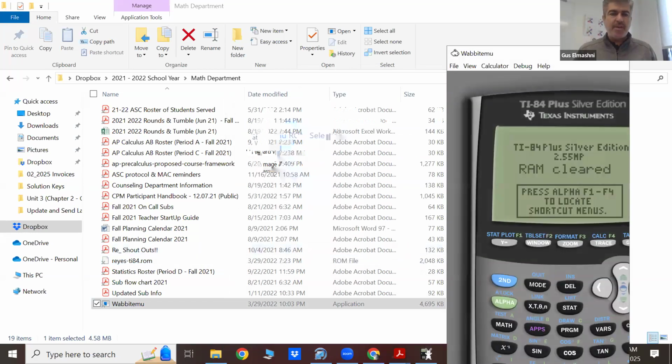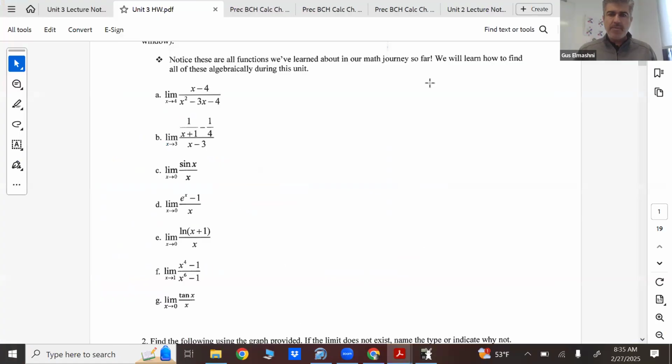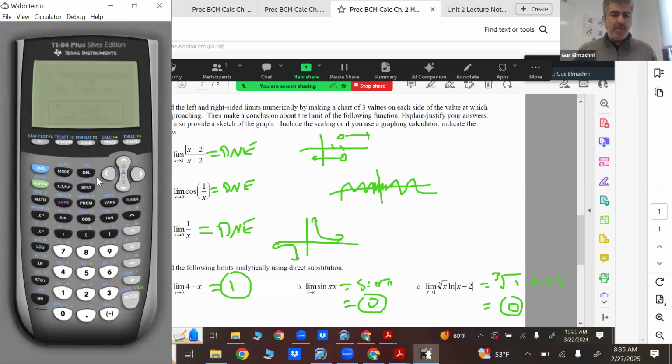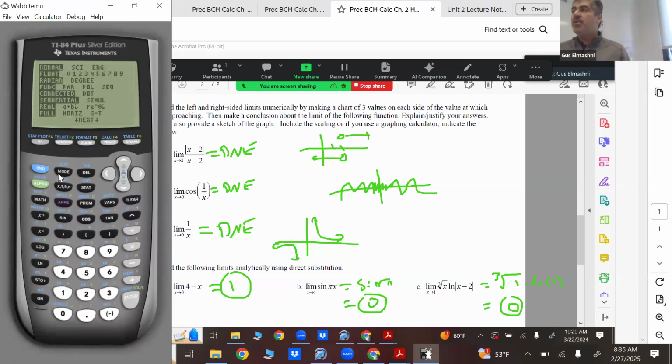If I were to do this, what was it? Straight up, it was cosine of 1 over x. So if I were to do cosine of 1 over x, by the way, one thing I should caution you about in calculus: we hardly ever use degrees. Rarely. So make sure you keep things in radian mode. We'll talk about that when we get to derivatives, but rarely do we ever use degrees. So just keep that in mind.